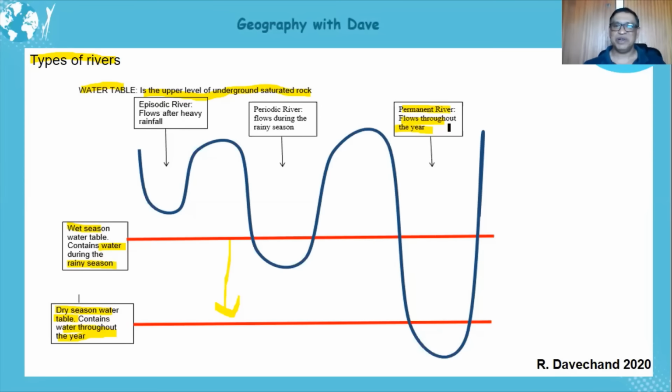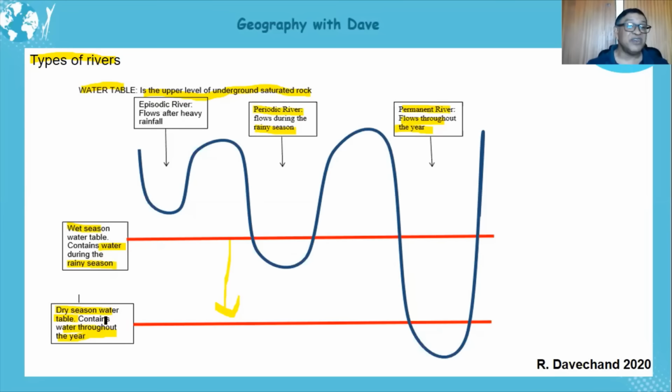Very, very important, learners. Then we come across the periodic river. Now this flows during the rainy season. Let's look at why it flows during the rainy season. We see which water table it cuts. It cuts the wet season water table, which has water during the rainy season.